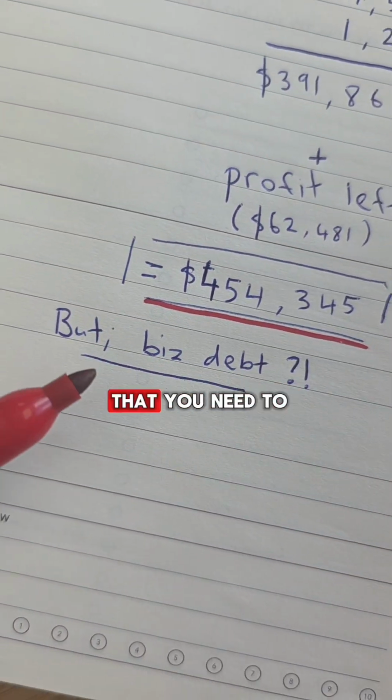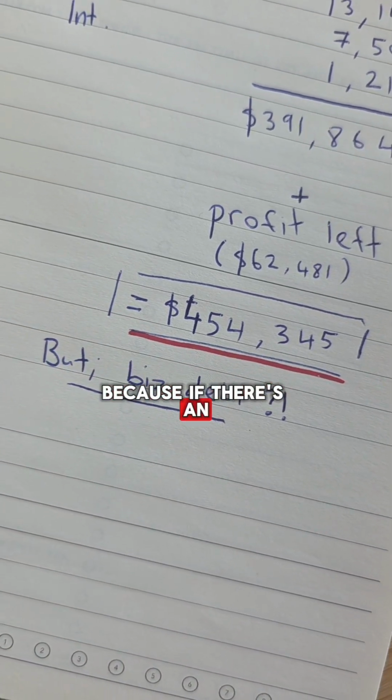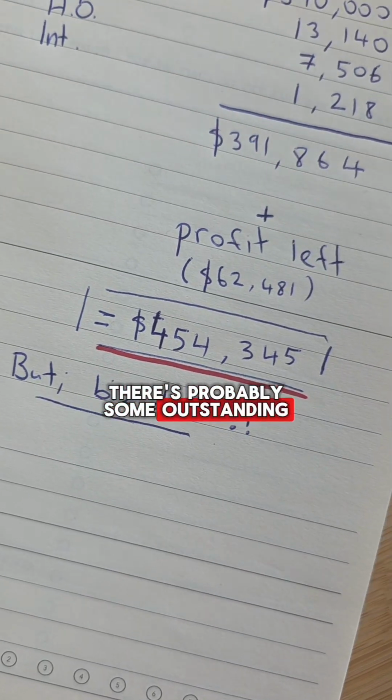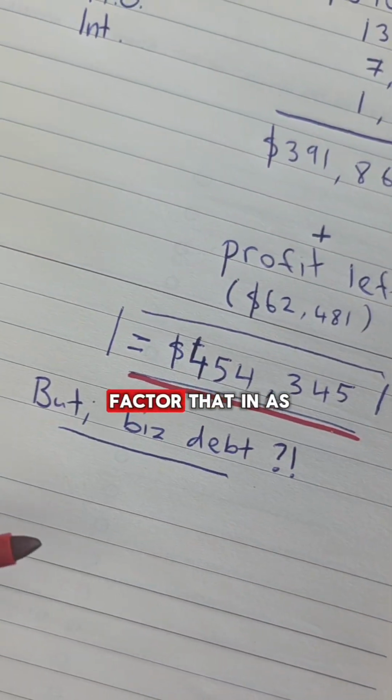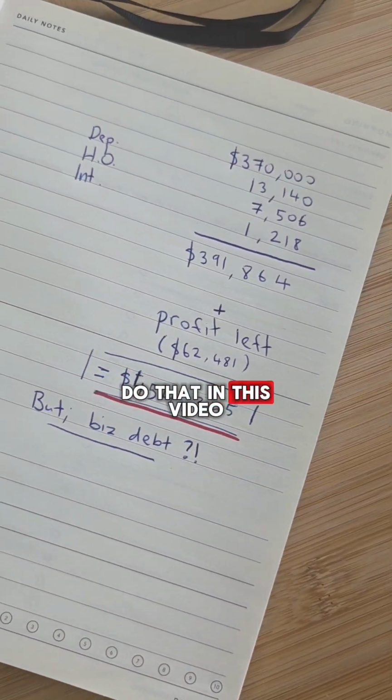And the other thing that you need to factor in is, does this company have business debt? Because if there's an interest charge, which we saw, that would mean that there's probably some outstanding business debt, and we have to factor that in as an expense, and that bit is way more complicated, so I'm not going to do that in this video.